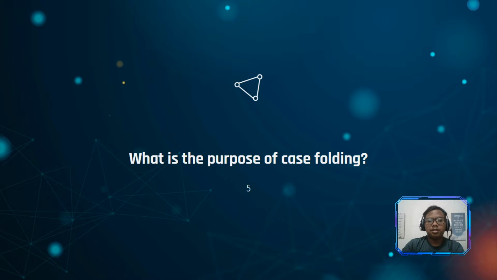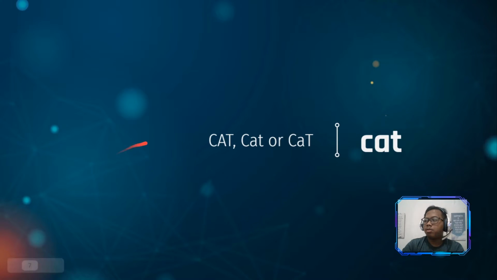So, the next question is, what is the purpose of case folding? The purpose of case folding is to convert all the characters in a document into the same case, either all uppercase or lowercase, in order to speed up comparison during the indexing process. For example, the user would like to get information about cat, and the user types it like this, or like this, but it still gives the same retrieval result, that is cat in all lowercase.